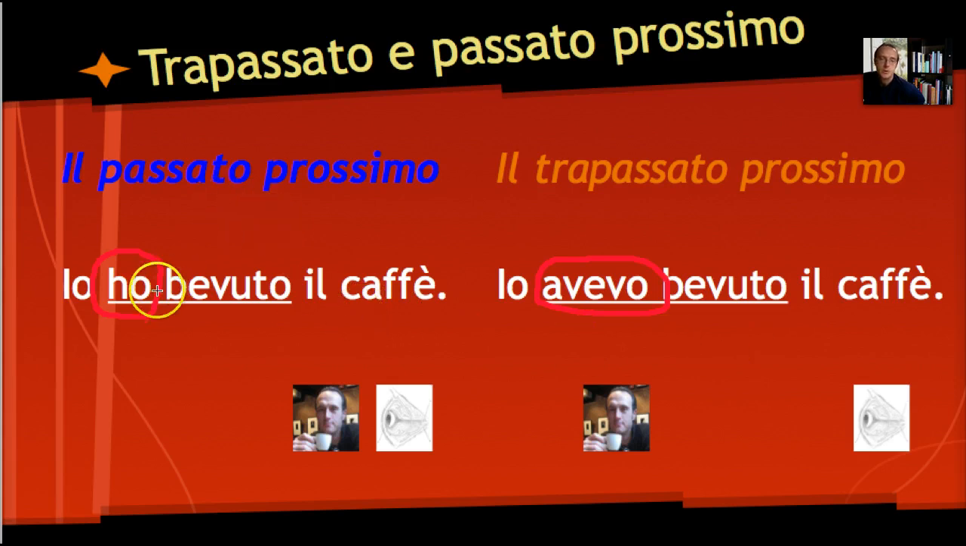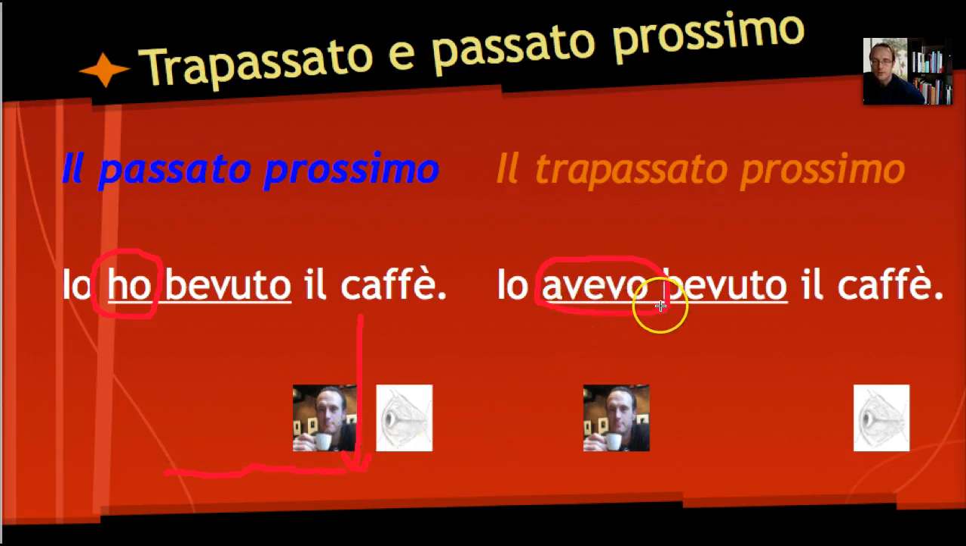So we know that what the passato prossimo does is, with the past participle, it interrupts the ongoing feeling of the present tense. So if we have ho, which is present tense, you're describing an ongoing action, and with bevuto you are expressing that that action is completed. So you place yourself after that action is completed. It can be done right now, 2 seconds ago, or can be done more in the past if you prefer.